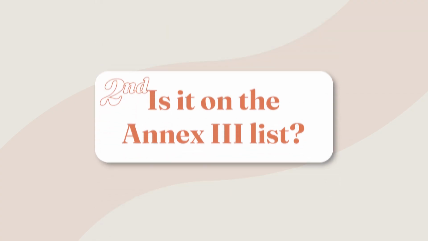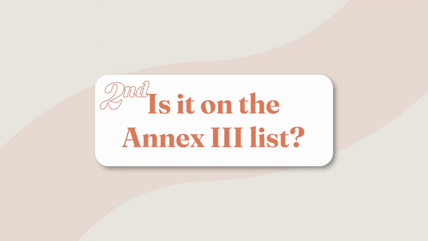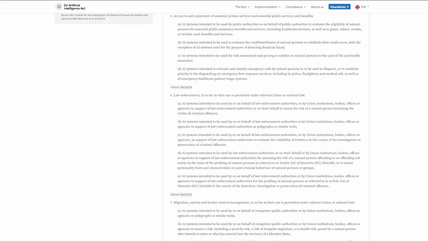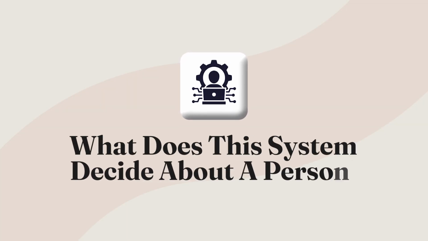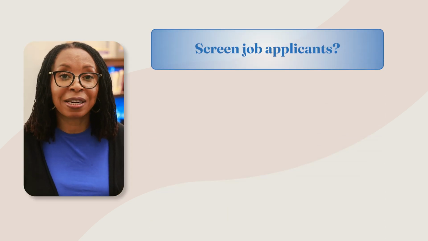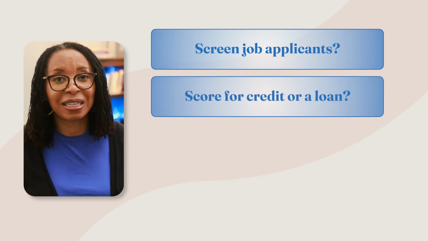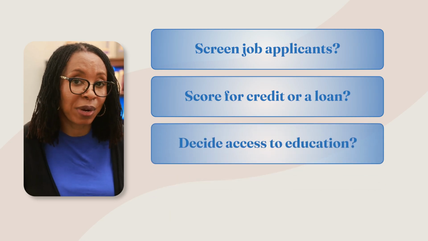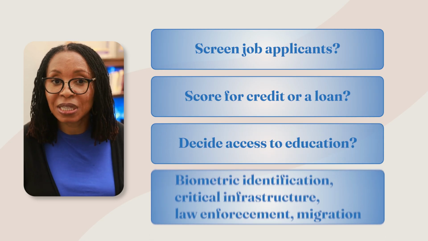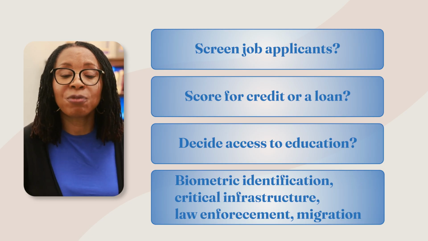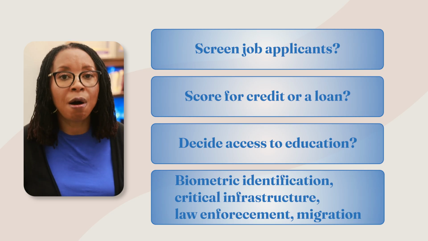Now, the second branch is a big one. The Act names the specific high-stakes use cases in a section called Annex III. This is a list. You check your systems against this list. You ask one plain question: what does this system decide about a person? Does it screen job applicants or decide who gets hired or promoted? It's on the list. Does it score someone for credit or a loan? It's on the list. Does it decide access to education or grade people? On the list. Biometrics, identification, critical infrastructure like power and water, law enforcement, migration, and border control, all on the list.